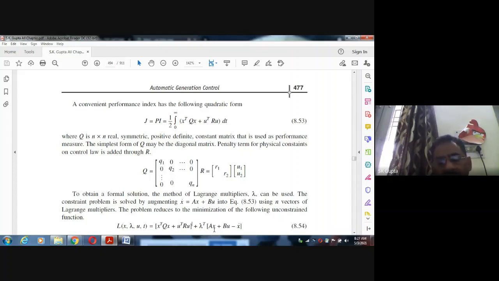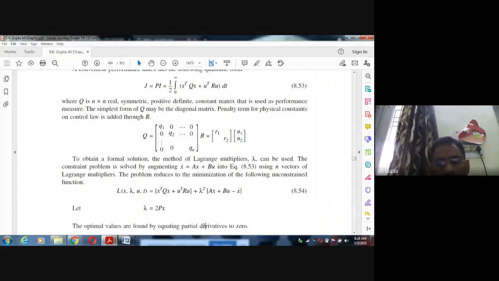This is our system, x dot is equal to Ax plus Bu, or you can say x dot minus Ax minus Bu should be 0. So with this condition, from here this comes, and with this condition this should be minimized. This is called the Lagrange function, and lambda is called the Lagrange multiplier. The Lagrange multiplier will again be a variable, it will depend upon the system states.